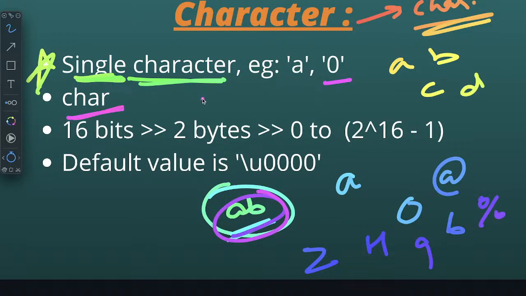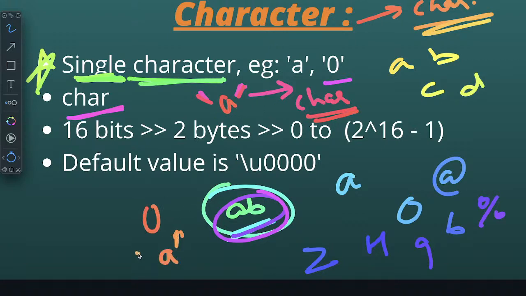One more thing: we need to give the character inside single quotes, because the single quotes tell the compiler that the value I am providing is a kind of character. So anything inside the single quotes will be read as a char. I can give A, I can give 0, I can give @, but I need to give them in single quotes like this. Now let's try this in Eclipse.